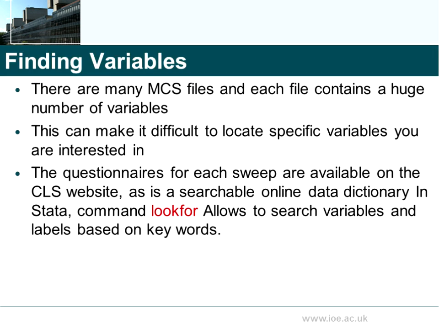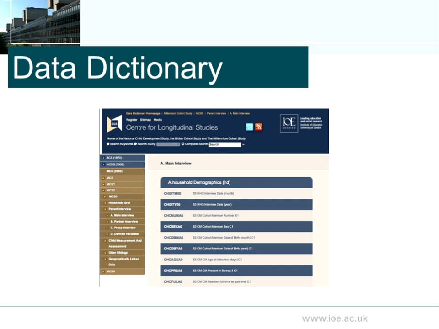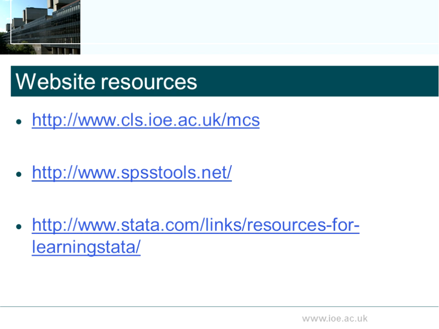Finding variables in MCS. There are different ways of looking for variables. You can download the questionnaire, and so it's in PDF. You can look through it. You can use the online dictionary, but it takes a little time because it's based online and there are thousands of variables. Or you can download the data and use it in statistical software like Stata and use commands like lookfor, which would allow you to search variables based on keywords. So this is how the data dictionary looks like, and you can access it on the CLS website.